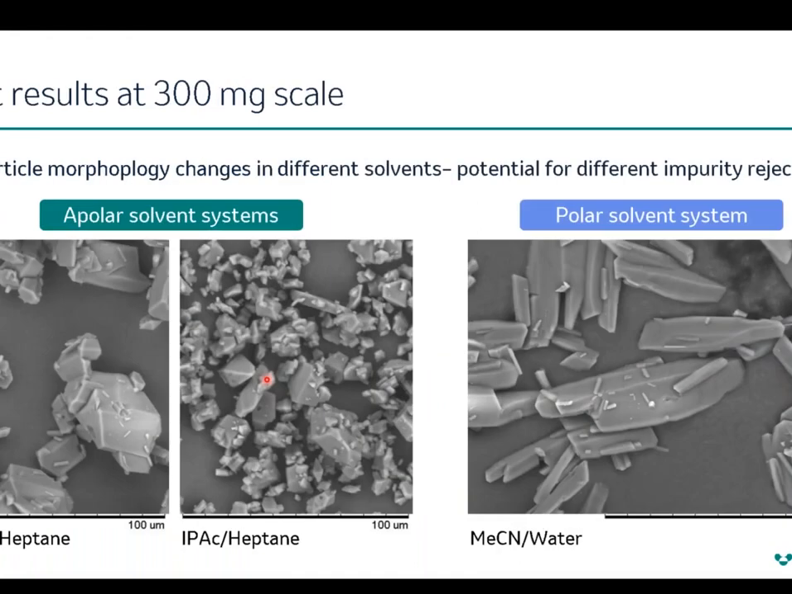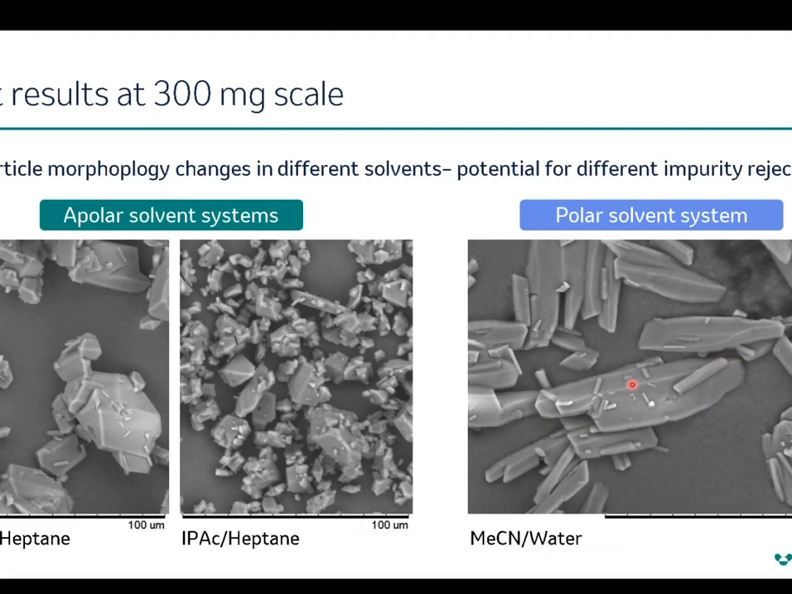Now, these runs were performed at the 300 mg scale in the Crystalline. One thing that was particularly suggestive was that the apolar systems, as you see here, ethyl acetate-heptane and IPAc-heptane, both generated particles of a certain width. So they were less flat than those from acetonitrile-water, where you see on the right-hand side particles that you would rather characterize as platelets.